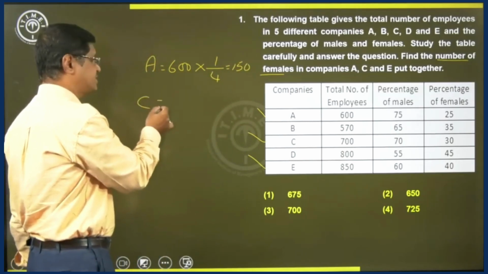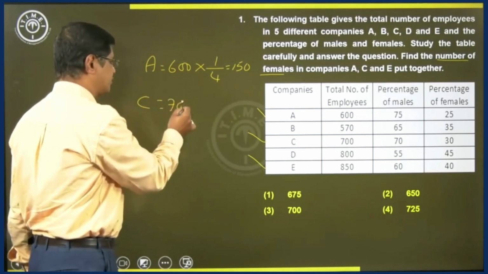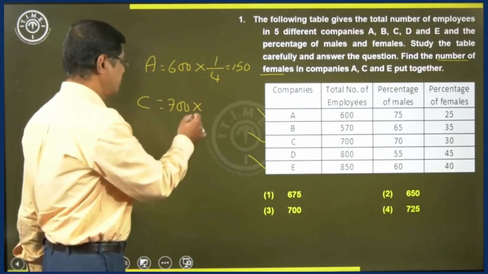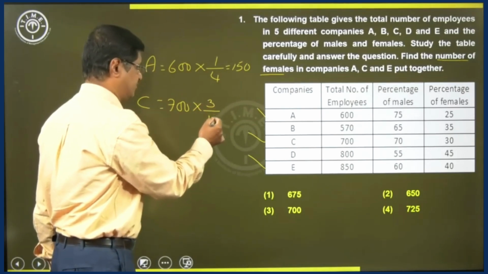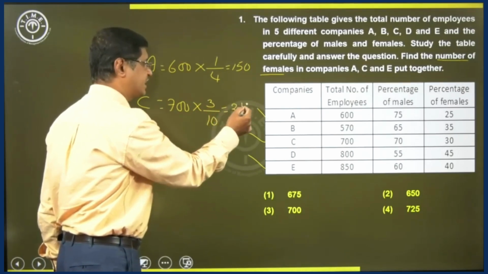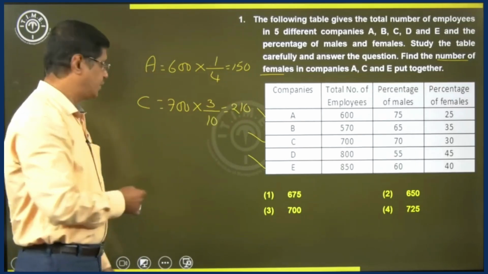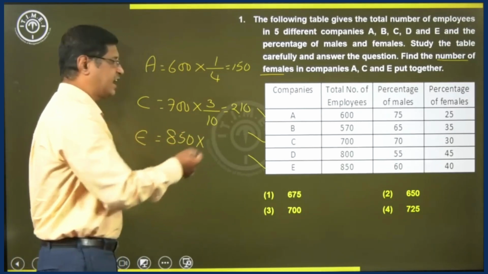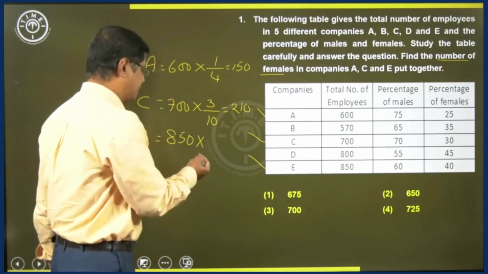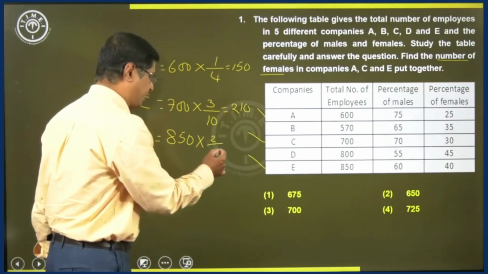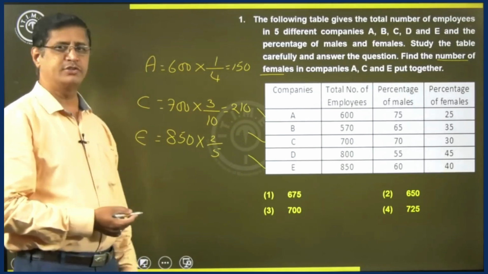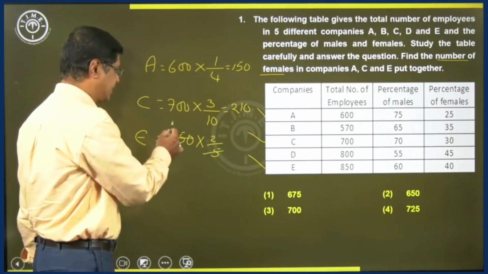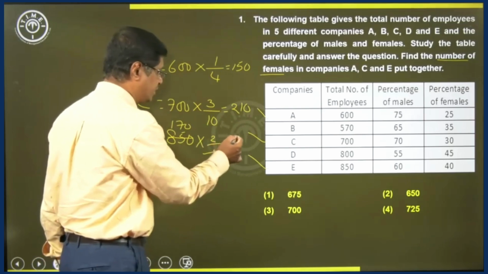Next, company C. The total number of employees is 700, in that males are 70% and females are 30%. 30% means 3/10. How much is the value? 210. Similarly, observe E. In company E, the total number of employees is 850. In that, males are 60% and females are 40%. So 40% means 2/5. 1/5 is 20%, 2/5 is 40%. Now, 850 divided by 5 is how many times? Exactly 17 times.